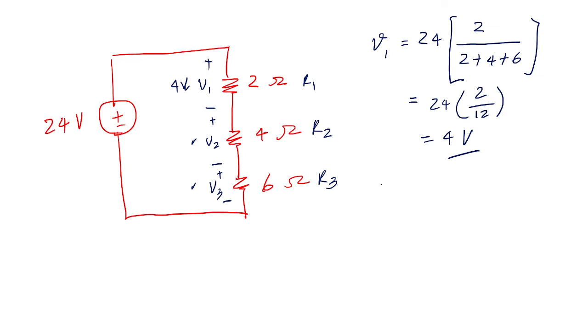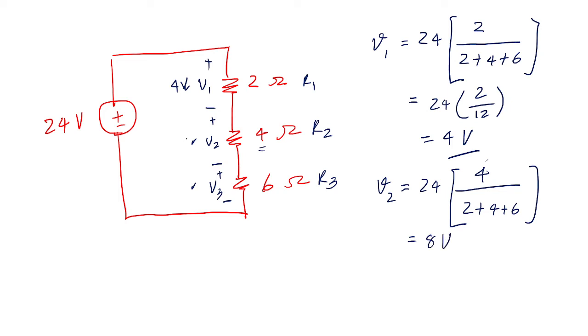And how about V2? V2 is 24 times 4 ohm divided by 2 plus 4 plus 6, and it is 8 volt. How about V3? It is 24 times 6 divided by 2 plus 4 plus 6, and it is 12 volt.